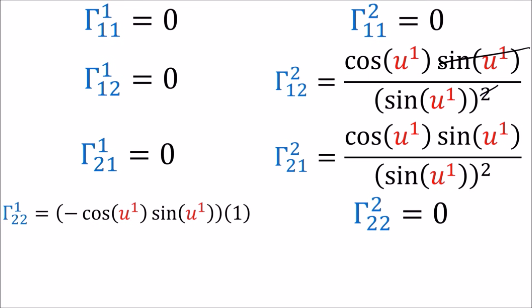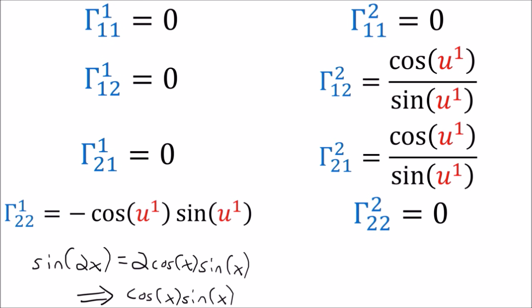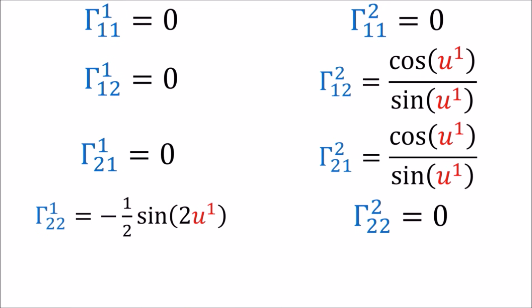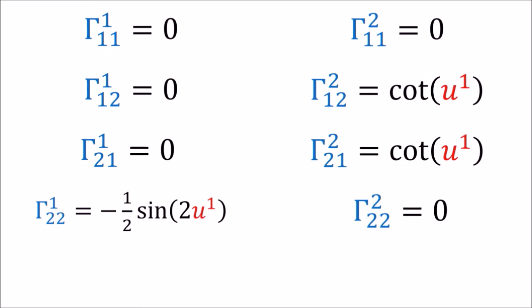So here we can cancel out some of the signs. And to save some space here, I'm going to use the well-known trig identity sine of 2x equals 2 times cos x sine x. And we can use that to change this into a 1/2 sine of 2x. And I'm also going to change cos of u1 over sine of u1 into 1 over tangent of u1, also known as cotangent of u1. So here we have all the Christoffel symbols.